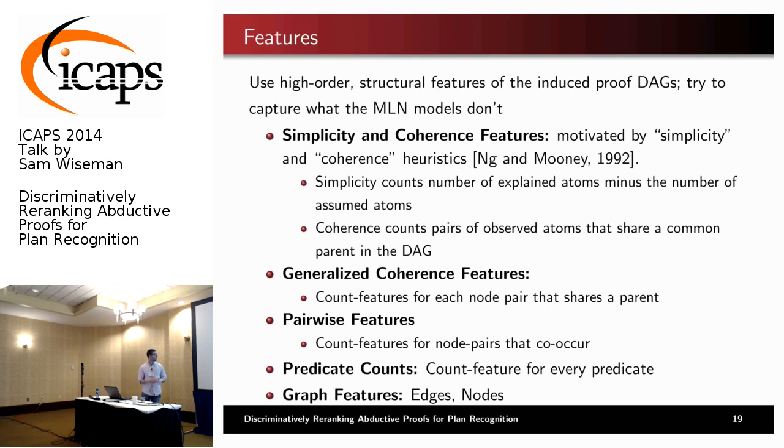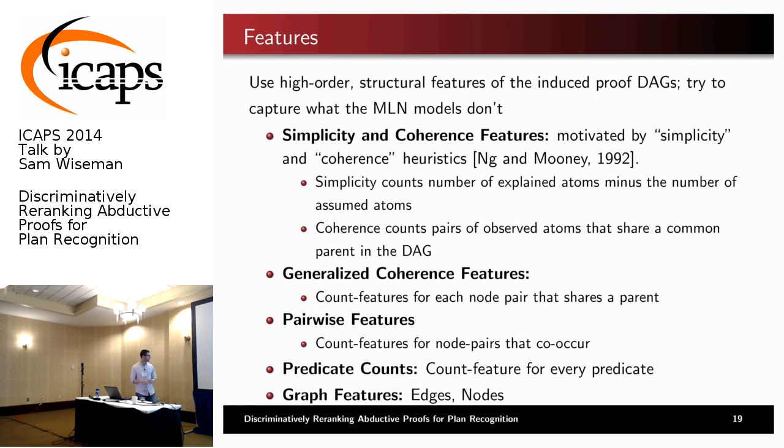Coherence count is the pairs of observed atoms that share a common parent in the DAG. If they share a common parent, then one thing is explaining multiple things, and so we have that reuse idea. We also can use pairwise features. We can count when predicates or atoms are co-occurring, and that way we can capture these pairwise regularities.